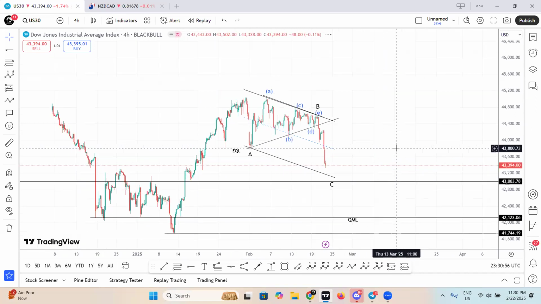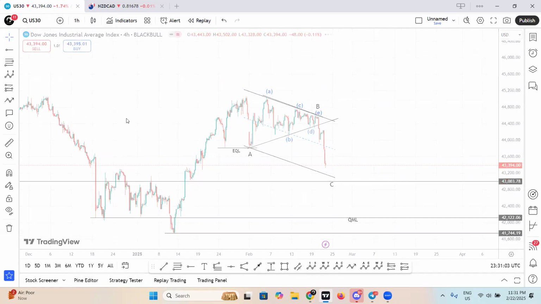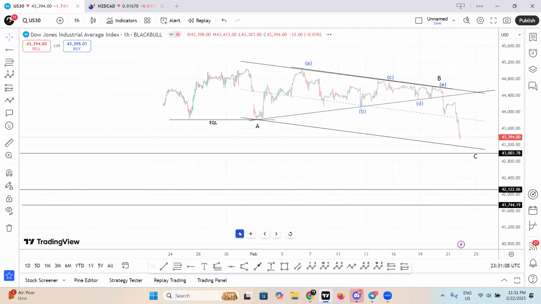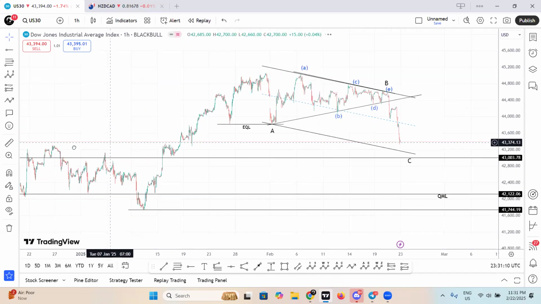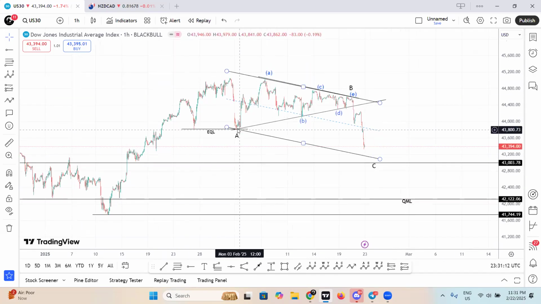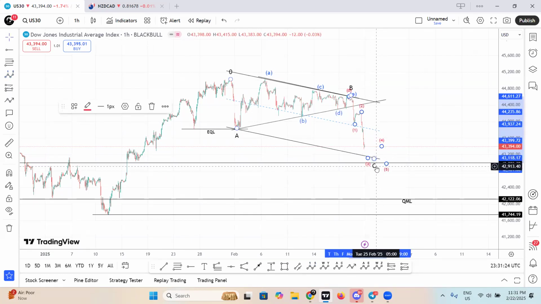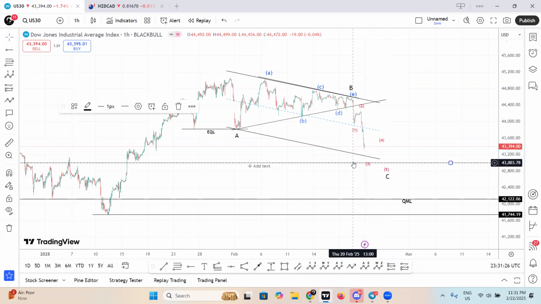So what do we expect next week? We expect more move to the downside, because if you go by a lower time frame, since wave C is an extension wave, this is wave 1, and we have a triangle of wave 2. So right now, we expect wave 1, wave 2, wave 3, wave 4, and wave 5. This is what we are expecting now on US30.